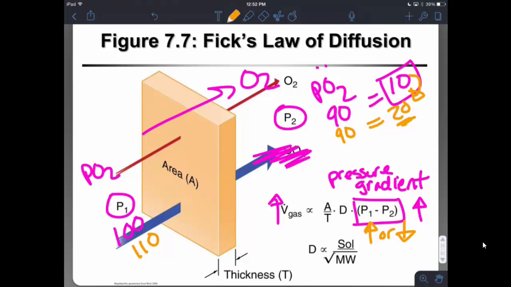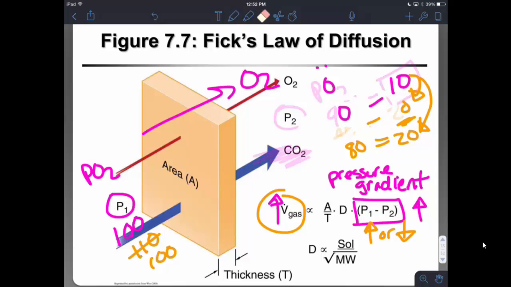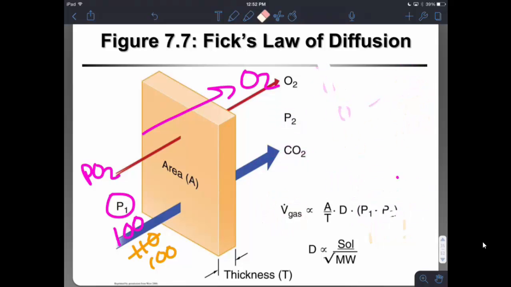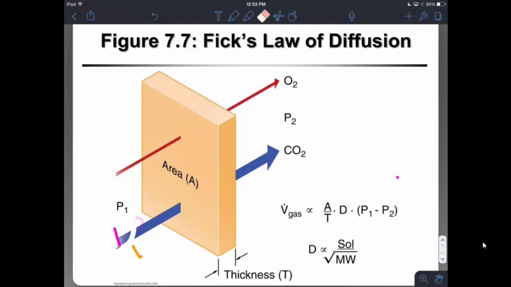On the other hand, if let's say P1 stayed the same, but P2 dropped, okay, we would also end up with a greater pressure gradient and therefore a faster rate of gas diffusion. Okay, so the rate at which gases cross the membrane is related to the pressure gradient of those gases across the membrane.